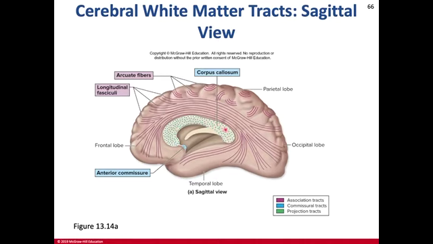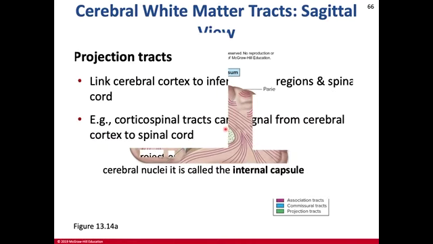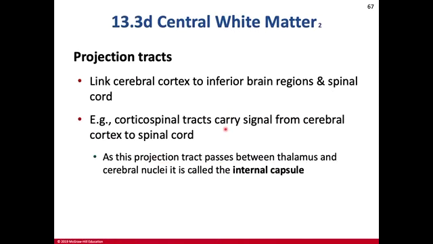And then there are projection tracts, right? And the projection tracts bring the information down from the cerebral cortex to the brain stem and the spinal cord, okay? And they pass through a region between the thalamus and the cerebral nuclei called the internal capsule, right?